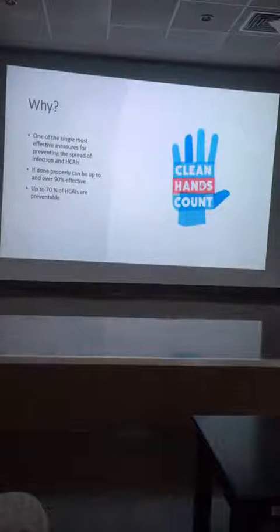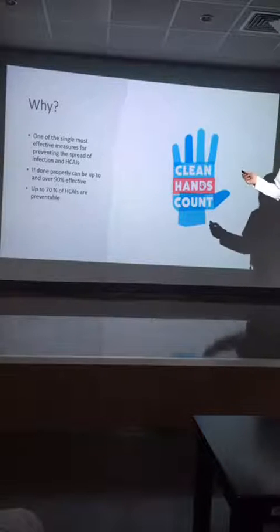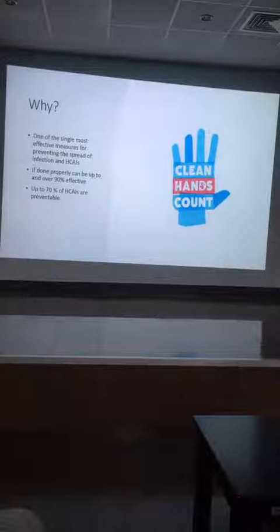One of the single most effective measures to prevent healthcare-associated infections is simply doing hand hygiene. If it's done properly, it can be up to and over 90% effective. So don't underestimate doing hand hygiene properly. It's really very effective. Up to 70% of healthcare-associated infections are preventable. Preventable by what? By doing hand hygiene.